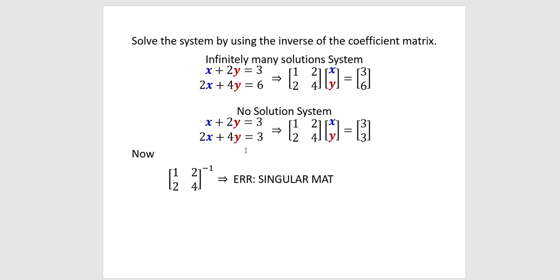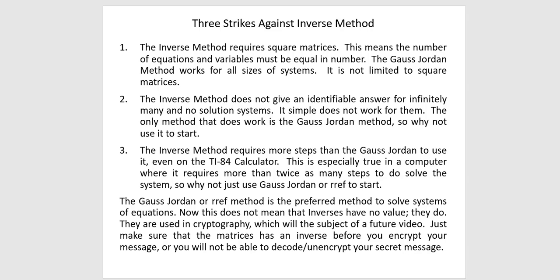It tells us that we have one of the two systems, but not even which one. The inverse method fails for all systems of equations that are infinitely many solutions or no solution systems. We must then decide which of the other methods we can use. This means that the inverse method has 3 strikes against it. The first strike is that the inverse method requires square matrices. This means that the number of equations and variables must be equal in the system. The Gauss-Jordan method works for all sizes of systems, and therefore it is not limited to square matrices.